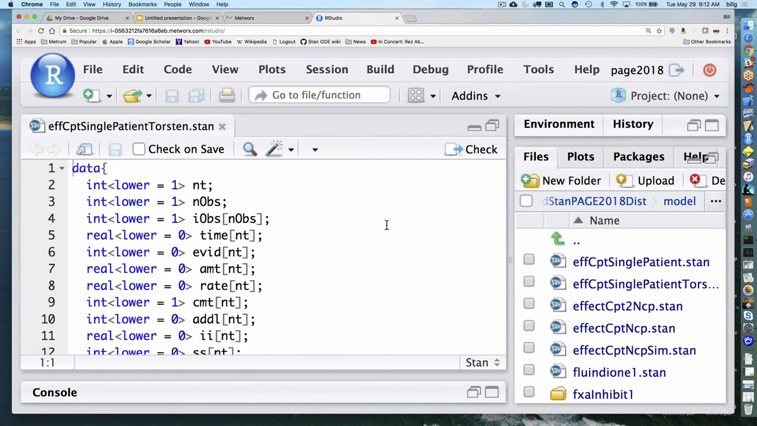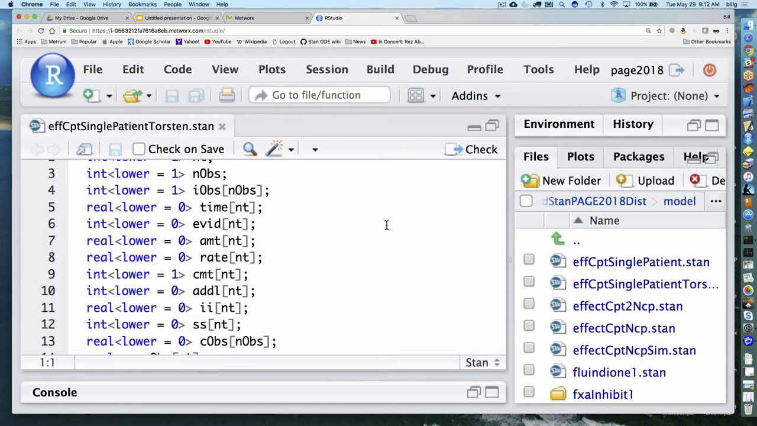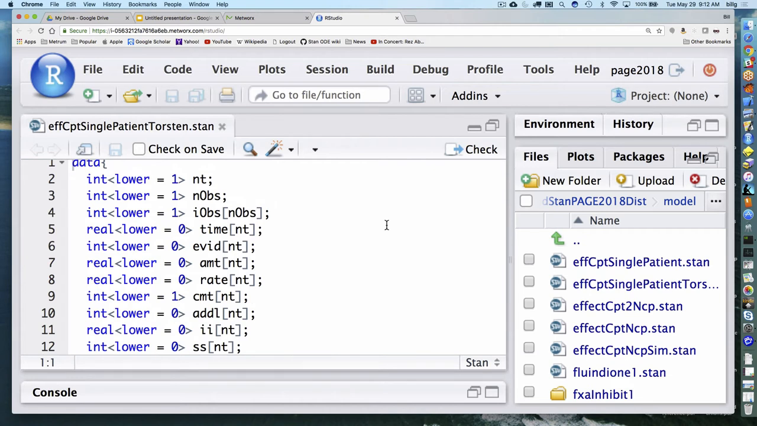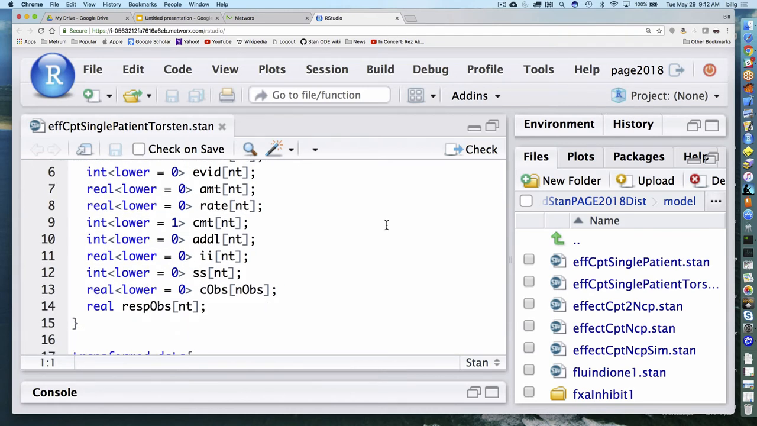The first parts of this, you've kind of seen most of this, where I'm passing in data in terms of essentially non-mem-like elements in here. So as before, this is pretty much the same. I've got the number of events, the indices of the observed values, and then the various components here, time, EVID, amount, and so on, down to SS, all with NT values in them, and then my observed concentrations and my observed responses in this case. In this particular case, I actually structured the data so that the observed responses were at all points, including the dosing events. So that's rather non-memish.